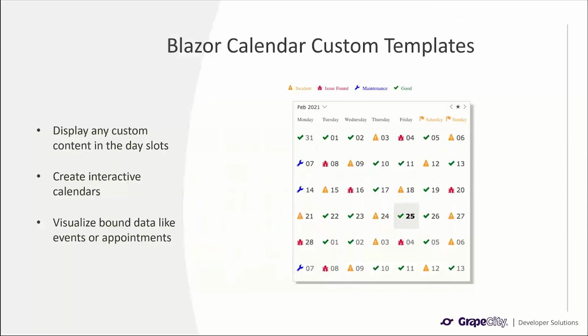Our Blazor calendar component now supports customization of the day slots. So you can use HTML to create a template for each type of day slot. You can use this feature to add interaction to your calendar or visualize data, such as events and appointments.